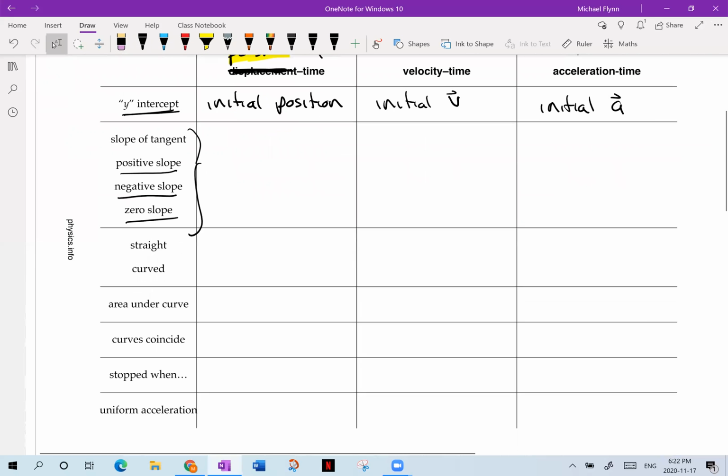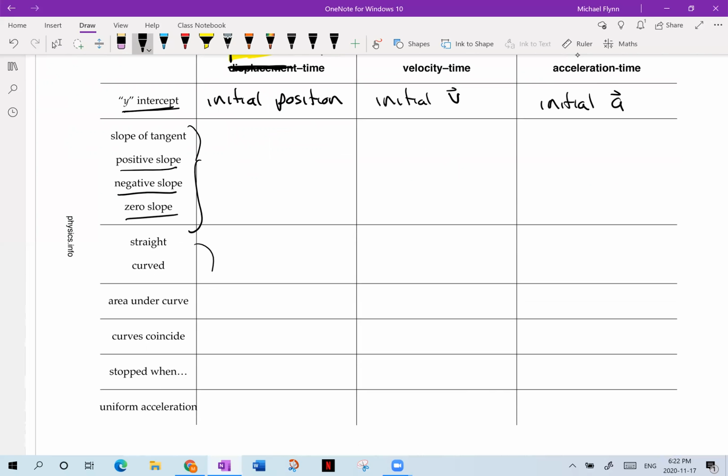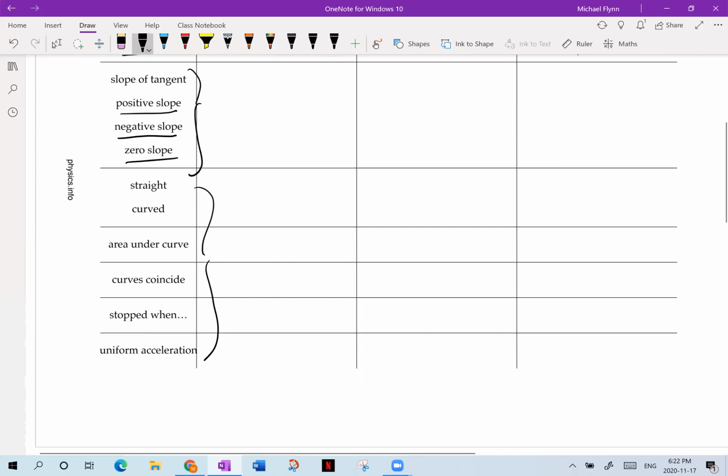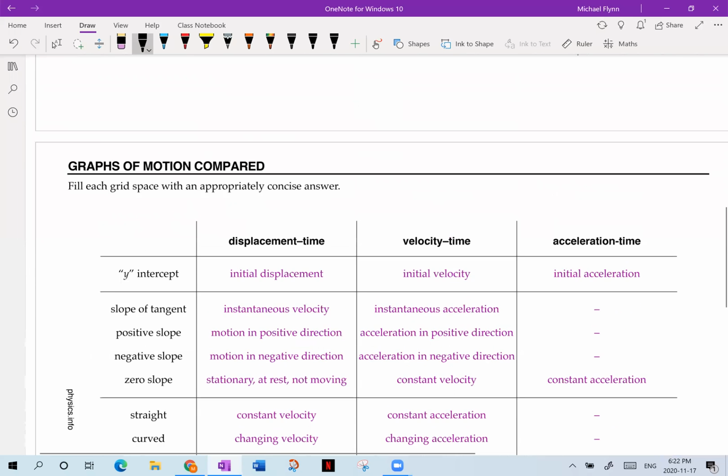Try to fill this in, okay? Try to fill all of this in. What is the meaning of all this? Now, in case you're getting stuck, there's a little secret for you. Underneath are the answers here.